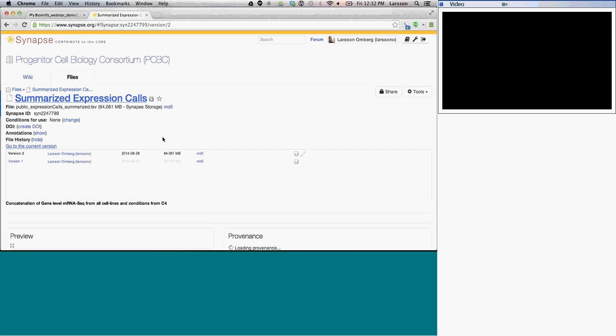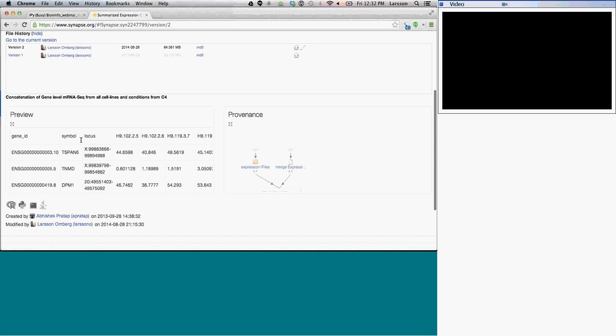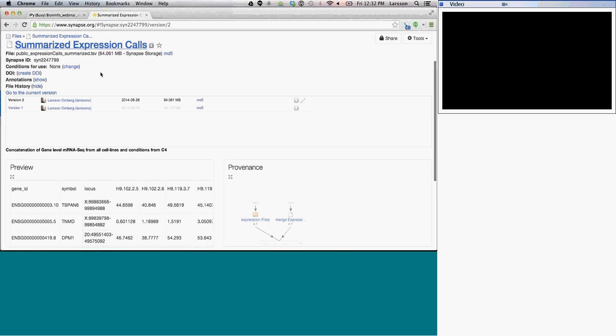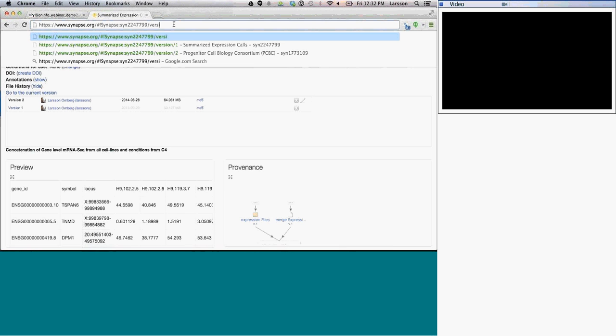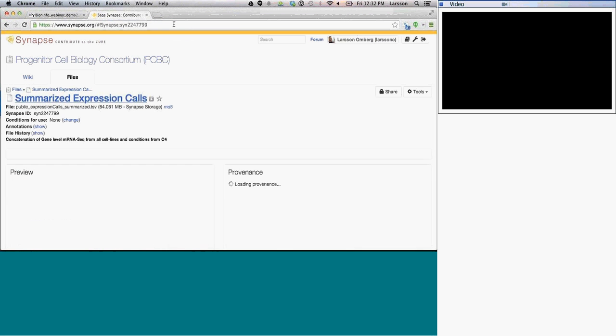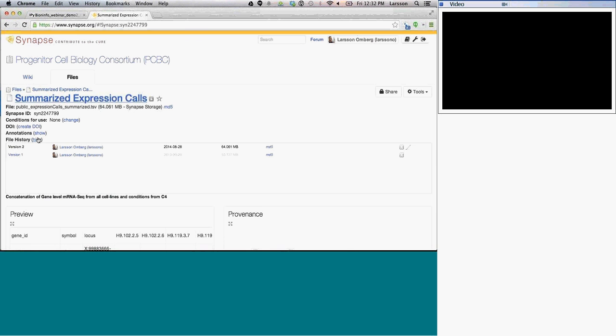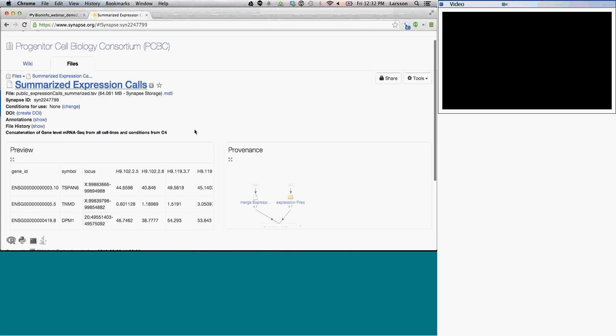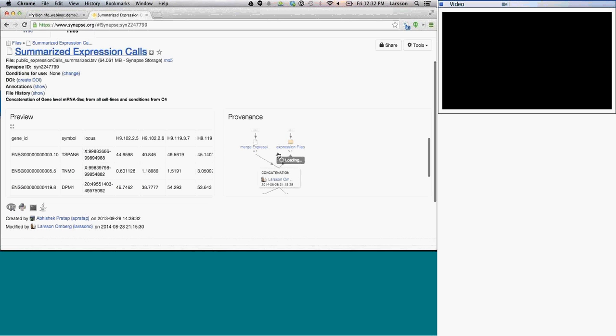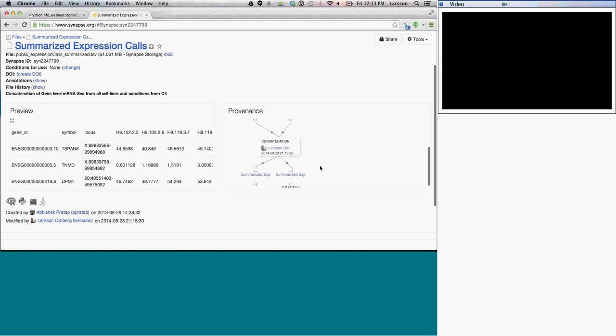So what we downloaded is this data set right here. And you can see there are multiple versions of this file. If this is version 2, we can go like that, and we can see that there's even more versions than that. And here also there's information about how this data set was created.